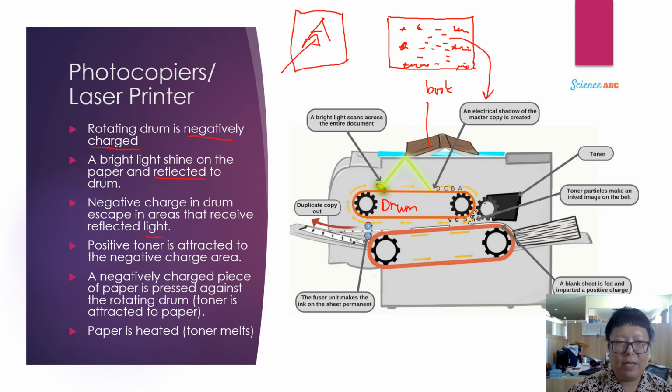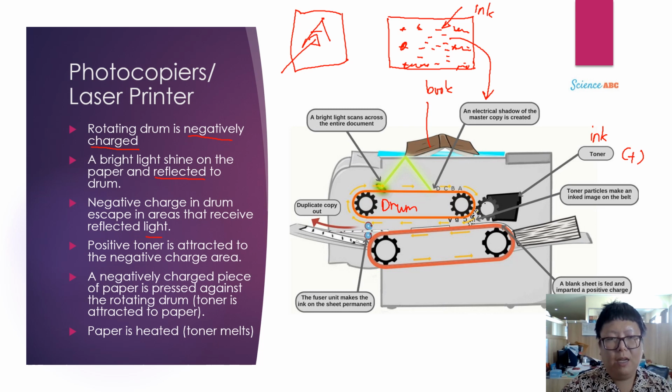Then after that, the toner, or the ink in the form of powder, will get charged. What is the charge of the toner? The toner will have the opposite charge. In this case, it's positively charged. So when the ink is given to the drum, the ink or toner will be attracted to the electrical shadow here. But the ink will not be attracted to the part that has no charge. It is only attracted to the electrical shadow, the A shape that we are going to copy.